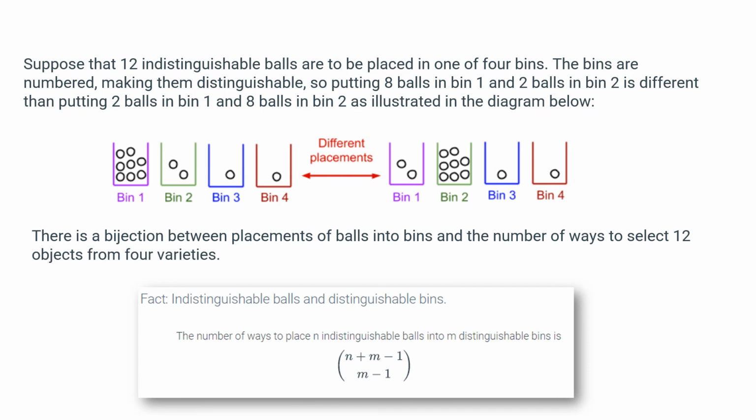So hopefully you see that it's really the same situation, balls in bins versus choosing cookies, because I have the 12 to choose from. Either I'm choosing which variety of cookies I want, or I'm choosing which bin to put these balls in. So here again is a new fact. Indistinguishable balls and distinguishable bins: the number of ways to place n indistinguishable balls into m distinguishable bins is this. Same formula.